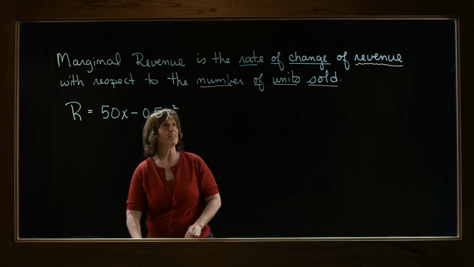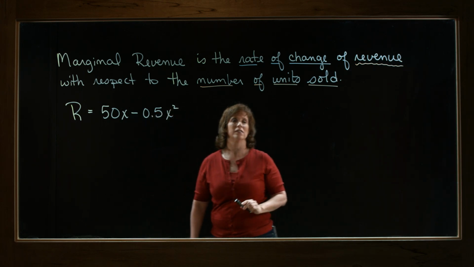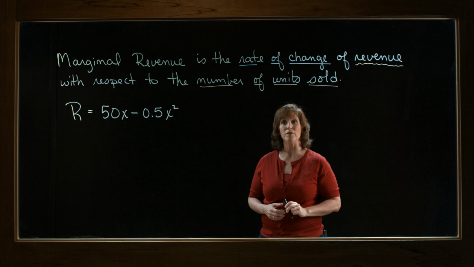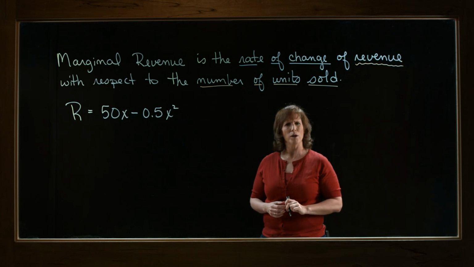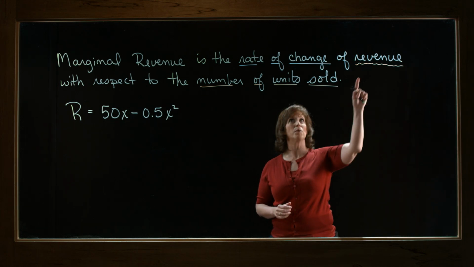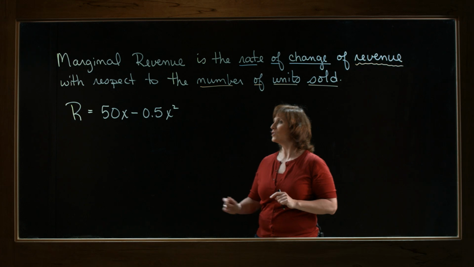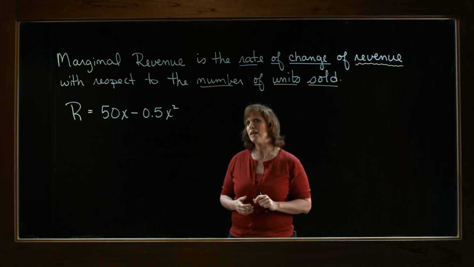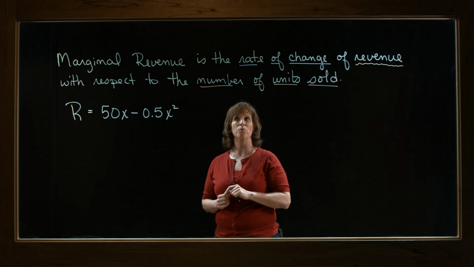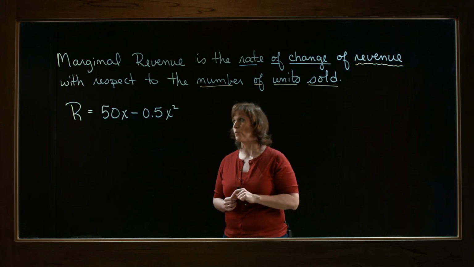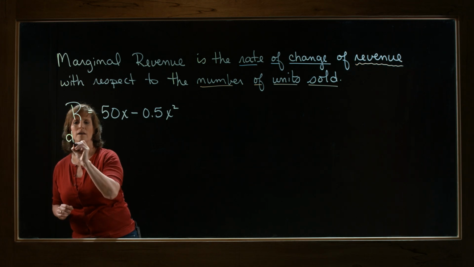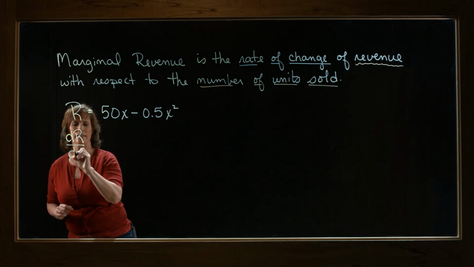Well, the first thing I notice is that it's a rate of change. We know that a rate of change is a derivative, so we want to find the derivative to do this problem. Well, what do we take the derivative of? We're supposed to find the rate of change of revenue, so we want to find the derivative of my revenue. And what's the independent variable? According to the problem, it's the number of units sold. So in other words, I need to find dR/dx.